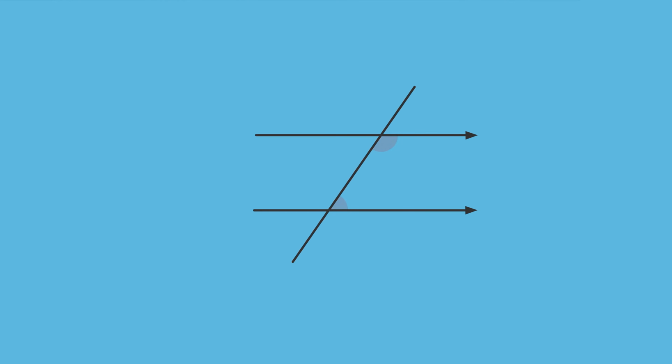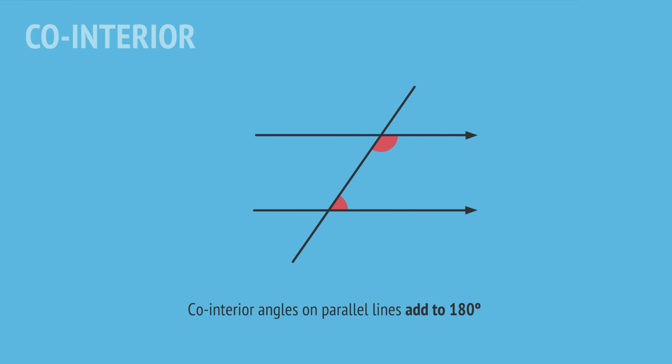The other pair of angles we'll be using on parallel lines are co-interior angles. These angles sit between the parallel lines on the same side of the transversal. Co-interior angles on parallel lines add to 180 degrees. When we trace out these angles, we get a C shape. This pair on the other side of the transversal are also co-interior angles, and they trace out a backwards C shape.